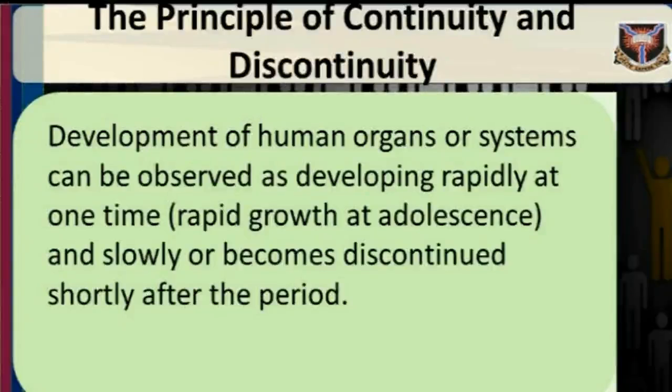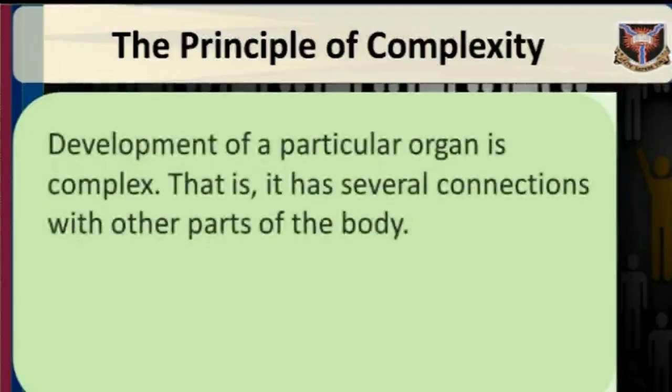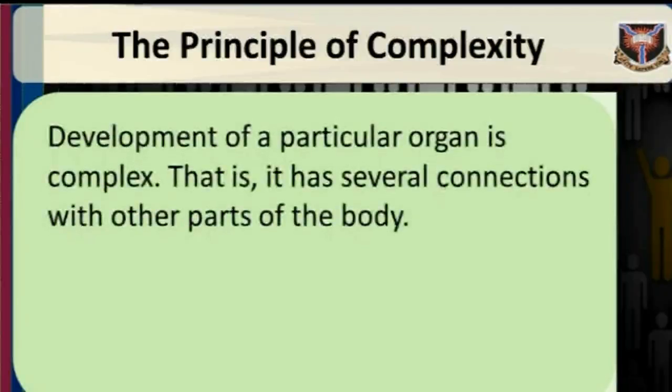For example, commencement of menstruation and its cessation, menopause. The principle of complexity. This states that the development of a particular organ is complex. That is, it has several connections with other parts of the body. For example, the master gland produces other hormones affecting the reproductive organs.